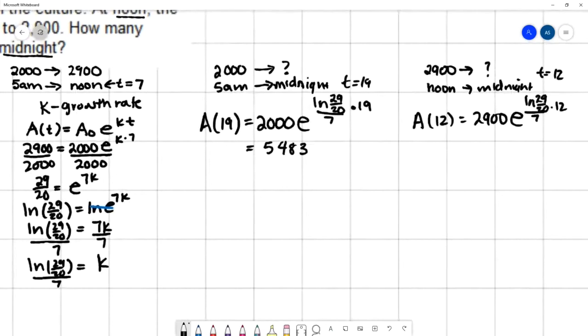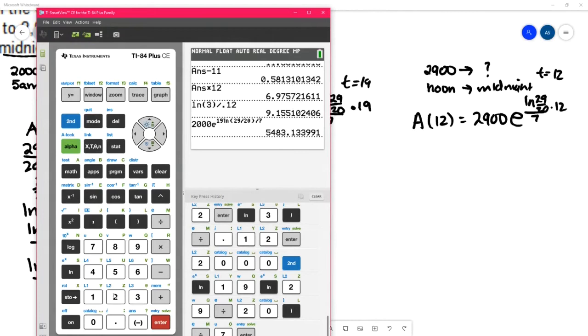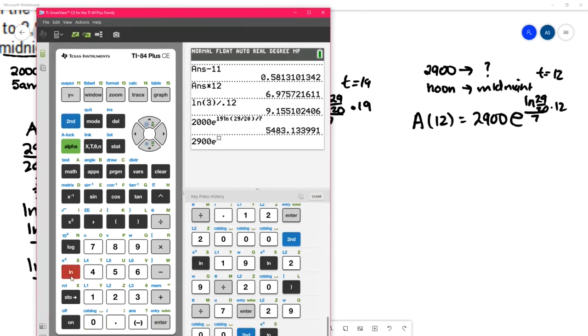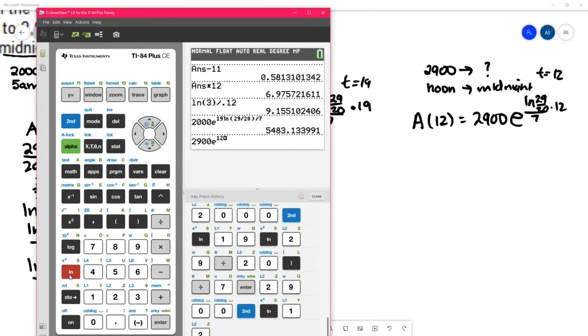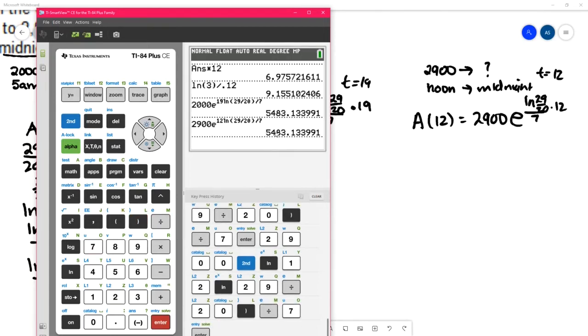Okay, let's see the other one. So starting at noon, we have 2,900 bacteria. e, and I'm going to move this 12 to the front. 12 natural log 29 over 20. Close parenthesis for the log. And we're going to divide by 7. And you can see we've got the same answer here, 5,483 bacteria present at midnight.